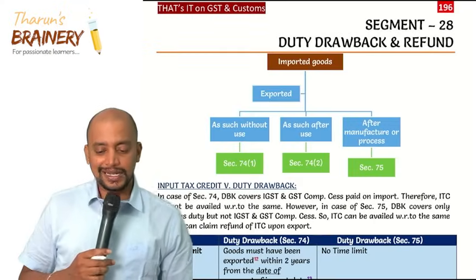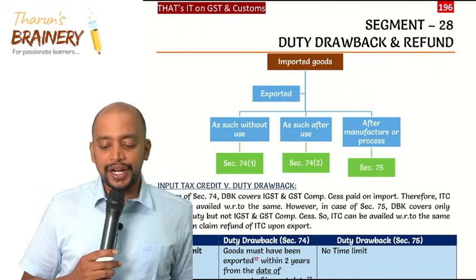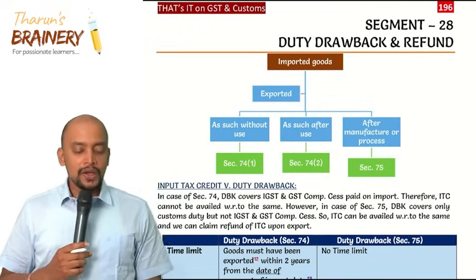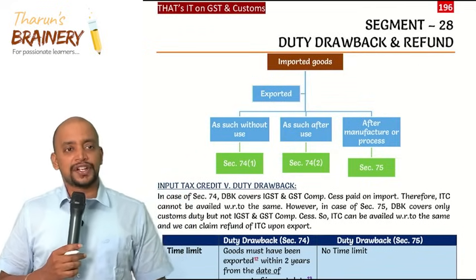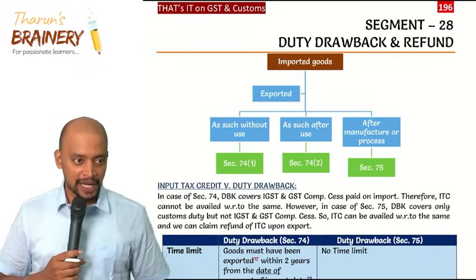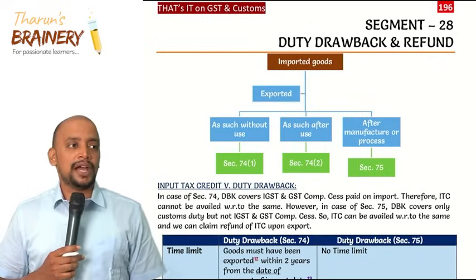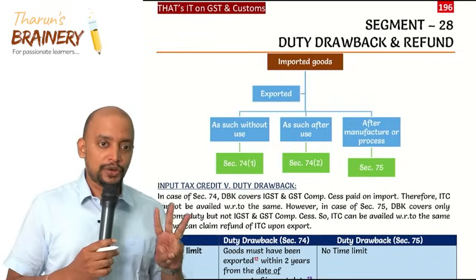Look into the next segment, page number 196, segment number 28, duty drawback and refund. What is duty drawback? Nothing but refund of customs duty. The other name for refund of customs duty is duty drawback. But duty drawback we will not get in all cases. Only in 3 cases we will get duty drawback.